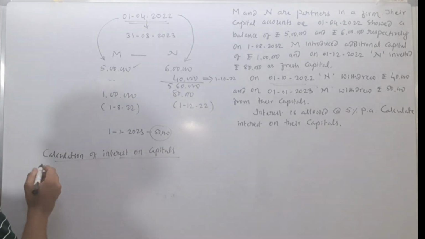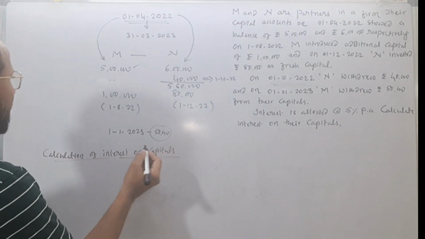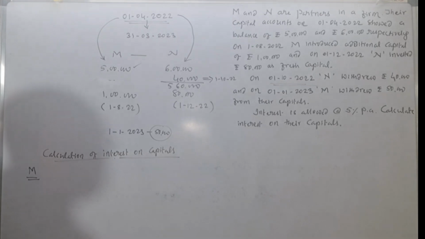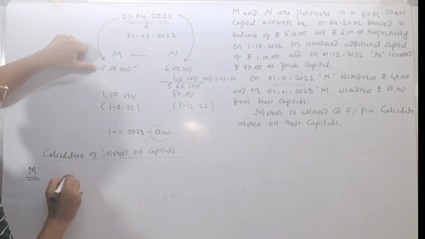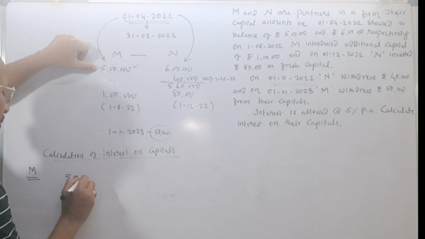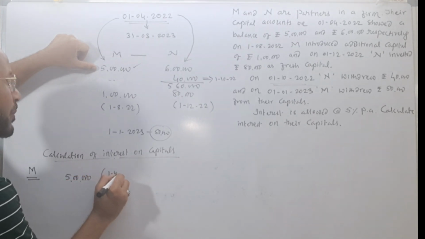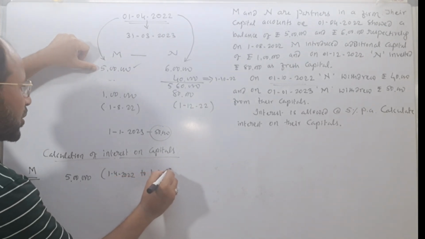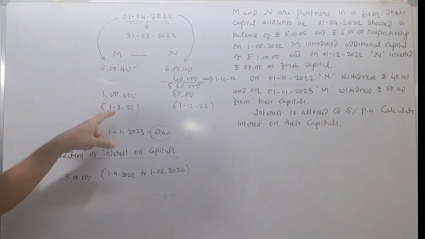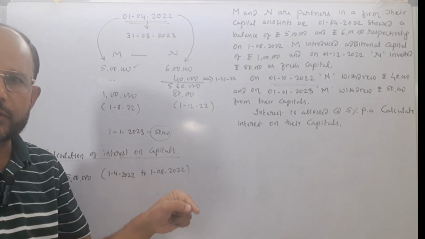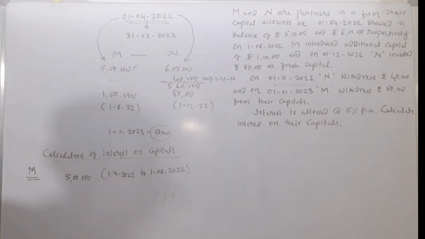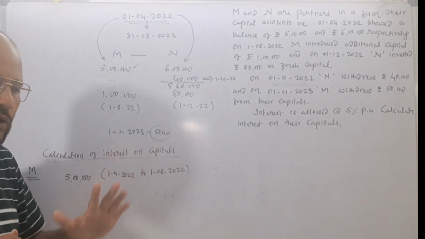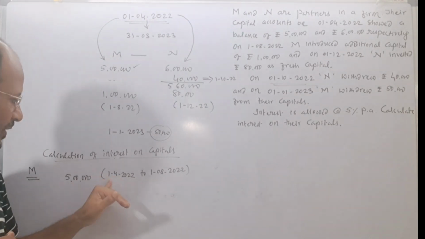Here first I am going to calculate the interest on capitals of Mr. M. In case of M, I am going to calculate. See, rupees 5 lakh was there in the business from 1st April 2022 to 1st August 2022. Because on 1st August 2022, he introduced a further capital of rupees 1 lakh. That is why here rupees 5 lakh was there in the business for how many months? From 1st April to 1st August you have to calculate, including the month of April, because 1st April is given.